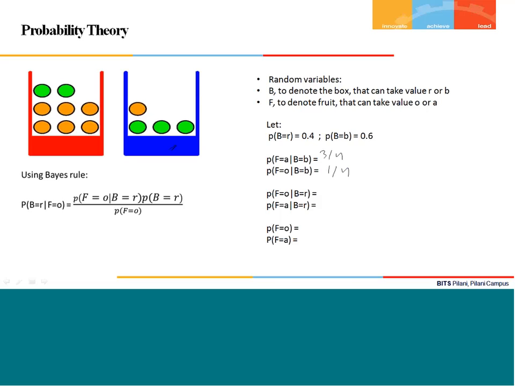If you add it, it will come to 1. So if B is R, what is the probability of orange? That is 6 by 8. And if B is R, what is the probability of apple? It is 2 by 8.